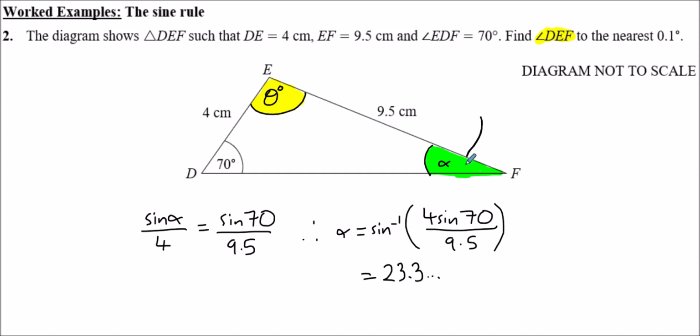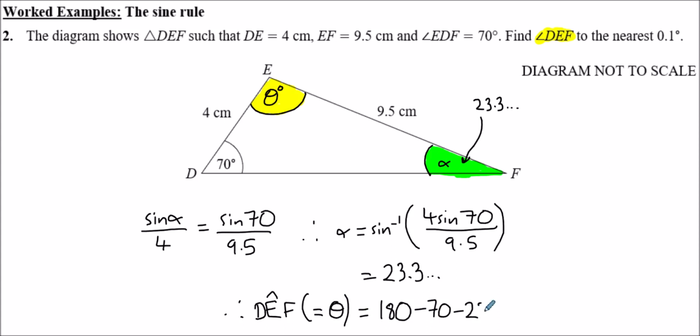But because we know this one now is about 23.3, we know that's 70, we can do 180 minus 70 minus this one to work out theta, because obviously, as we know, angles in a triangle add up to 180. So therefore, DEF, which, just to remind you, I've labelled theta, that's going to be 180 minus 70 minus 23.3.